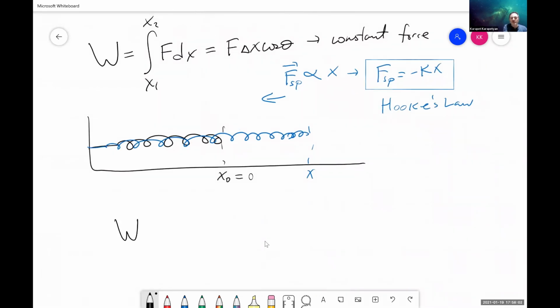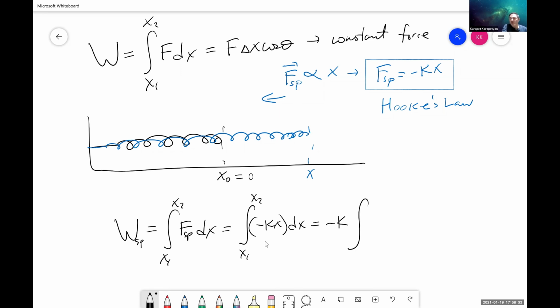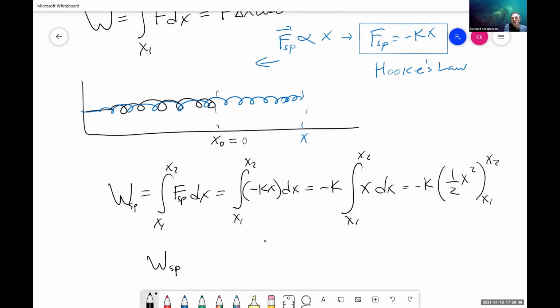So what is the equation for the work done by the spring force? Well, you're still doing the integral of F spring dx going from x1 to x2. Using this equation, this becomes the integral from x1 to x2 of negative kx dx. I can remove negative k, but I cannot remove x, so I have to integrate this. It becomes negative k times 1/2 x squared, from x1 to x2, which means the work done by the spring force is equal to 1/2 k x1 squared minus 1/2 k x2 squared, where I implemented that negative. And this is the equation for the work done by the spring force.